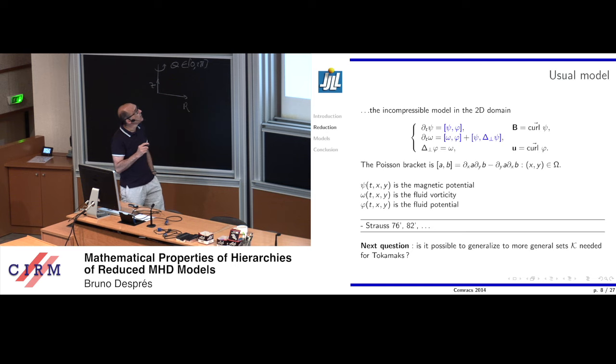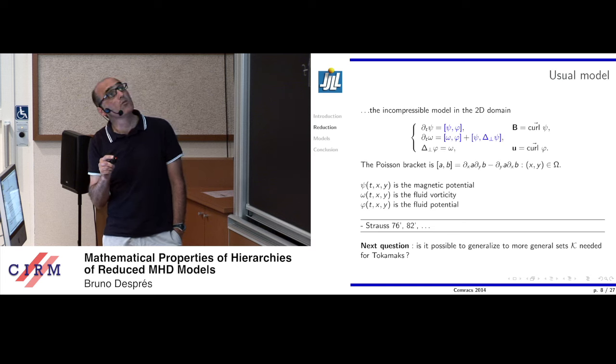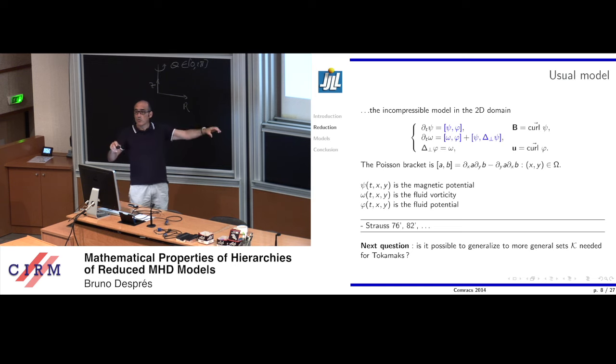The first equation is the equation on the magnetic potential, and here you have the Poisson bracket, which is just the trace of the scalar product at the top. For the vorticity you have the same. Now the equations are written in 2D, very important. Initially it was in 3D, now it is in 2D, so it is very much simplified.